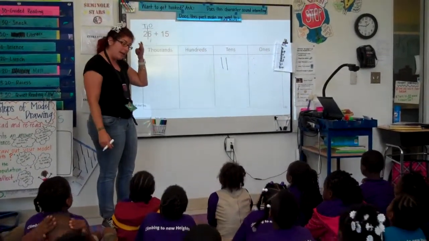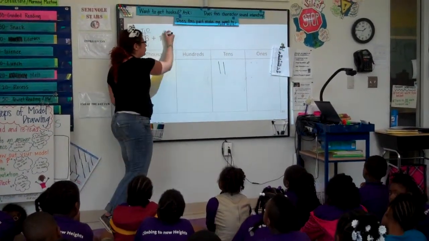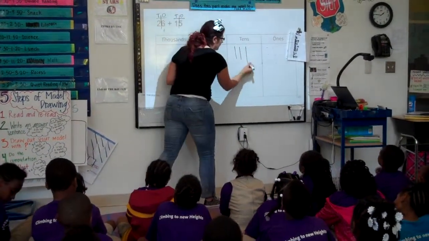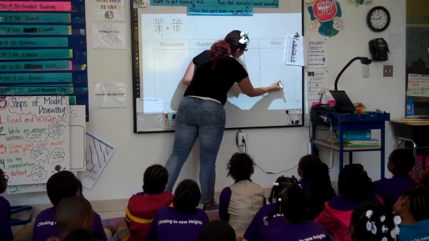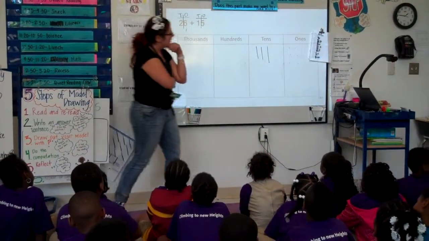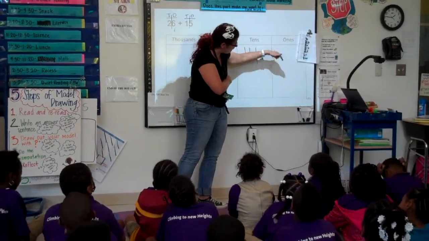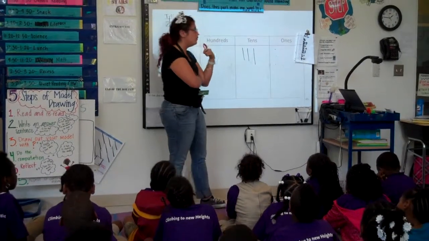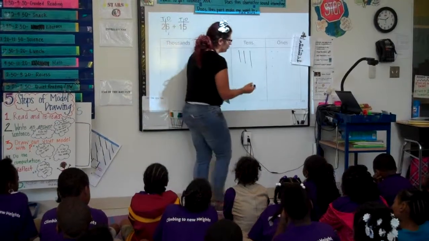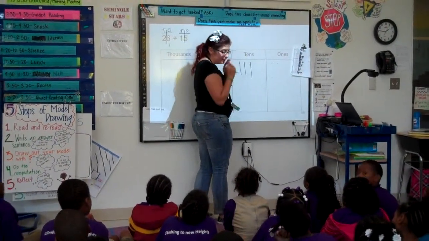Maybe I already know in my head I see 1 10 and 5 ones. If you don't, you can always do this. That's a strategy to help you. I see 1 10 and 1, 2, 3, 4, 5 ones. I see 1, 2, 3, 4, 5, 6, 7, 8, 9, 10, 11 ones. I know that when I'm adding, I can't write that. So I'm going to group 10 ones to make 1 10.